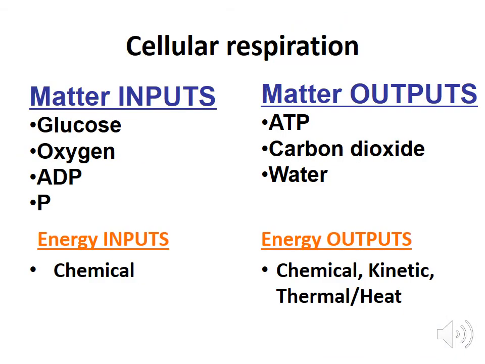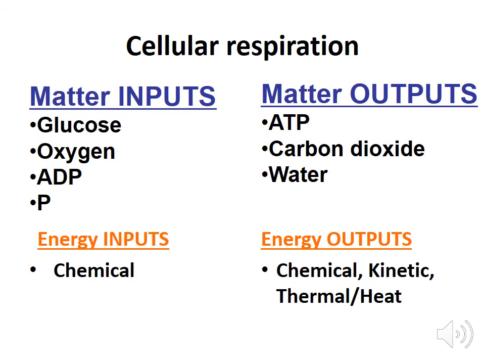So now we have additional matter inputs and outputs to the process of cellular respiration. We've got glucose and oxygen, but we also have molecules of ADP and a phosphate group going into the process of cellular respiration, and then the outputs: the ADP and the phosphate group turn into ATP, and the glucose and oxygen turn into carbon dioxide and water.